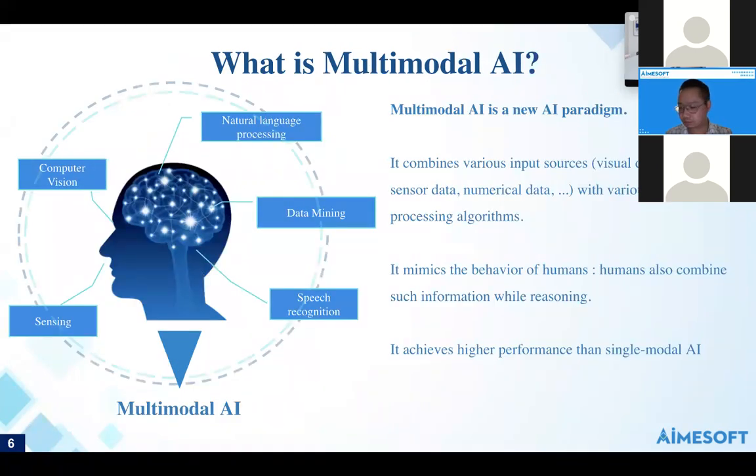The first technology is multimodal AI. So what is multimodal AI? Multimodal AI is a new AI paradigm in which various data types such as text, images, audio, voice, and numerical data are combined to achieve higher precision. Multimodal AI mimics the behavior of humans. Humans also combine such information while reasoning.